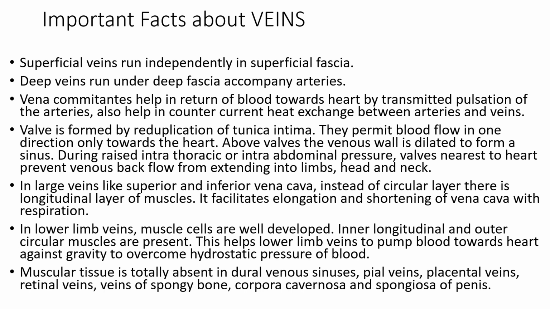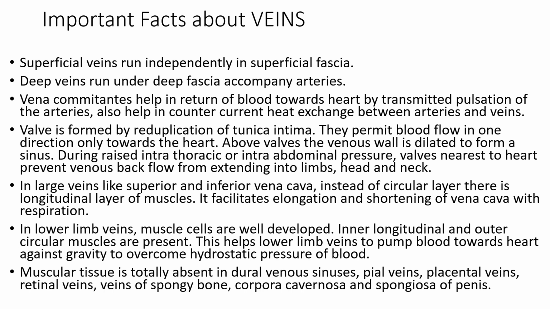Then the vena comitantes means we have a centrally placed artery and a pair of veins on either side of the artery. Vena comitantes helps in return of blood towards the heart by transmitted pulsations of the arteries. Vena comitantes also helps in countercurrent heat exchange between arteries and veins.